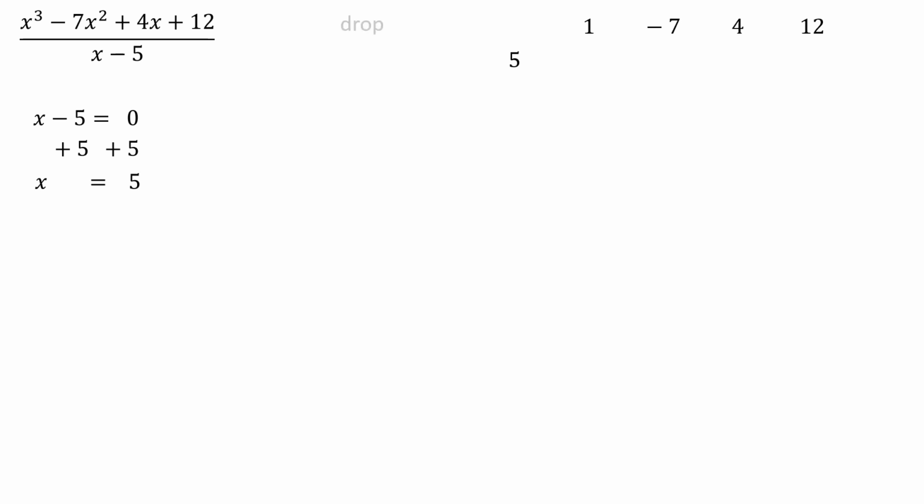Okay, so I'm going to drop. So that 1 dropped straight down. That's what the drop tells me. Multiply. So I'm going to do 5 times 1. 5 times 1 is 5. Now I'm going to add that negative 7 plus 5. I'll add those. That makes a negative 2.